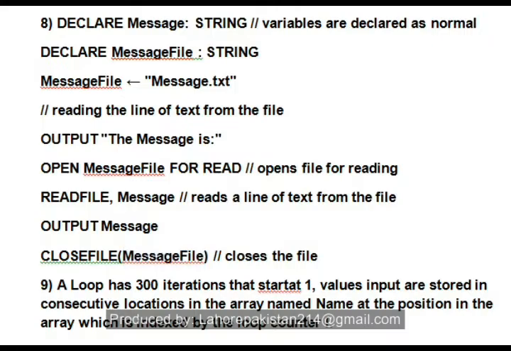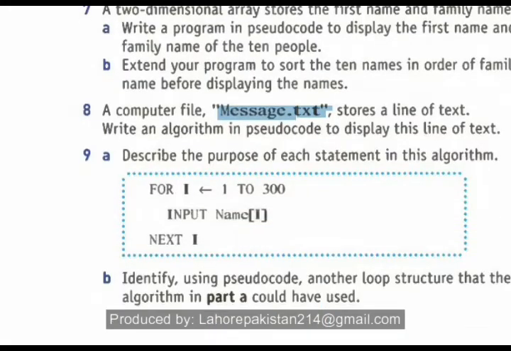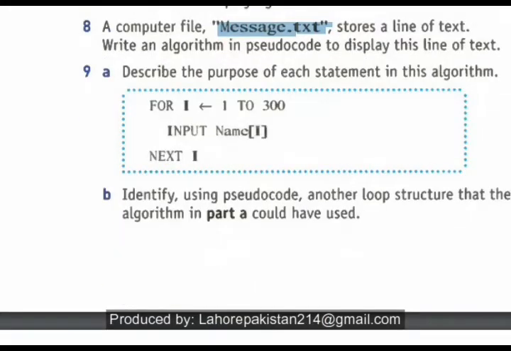In question number 9, you are supposed to tell the purpose of this for next loop. You can see that the for next loop has started from 1. It is iterating till 300. It is inputting the names in the variable, and it is inputting names on every location of I starting from 1 to 300, and on every iteration the value of I is increasing.